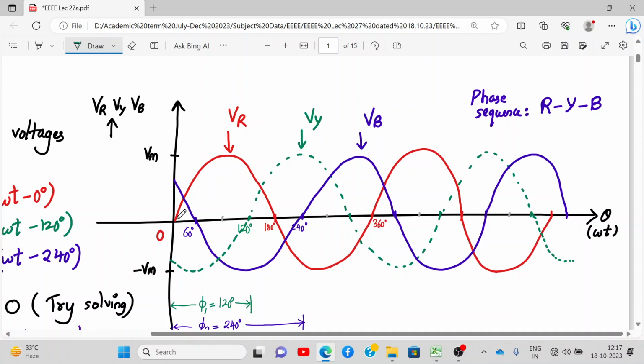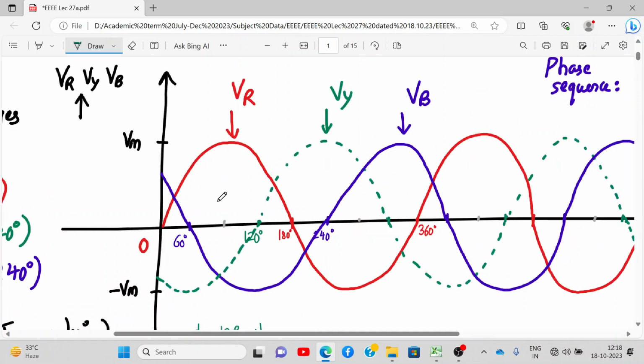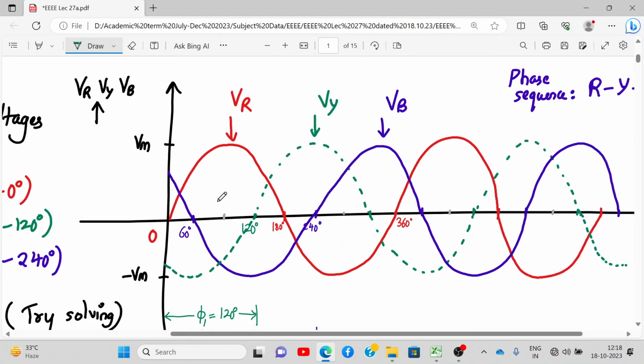Which is first? It doesn't really matter. You can change this thing also. You can have R Y B or B R Y. You keep this sequence R Y B. This is the phase sequence. Just that difference between them should be 120 degree. So just concentrate over here. Oh, it's too much magnified.